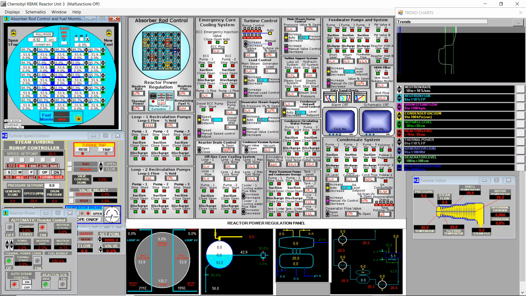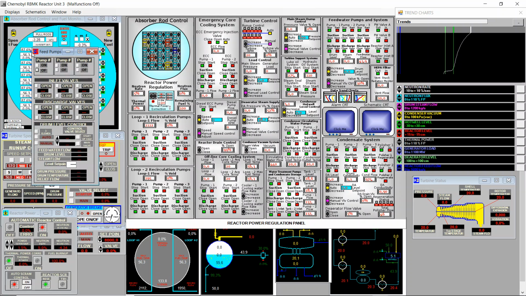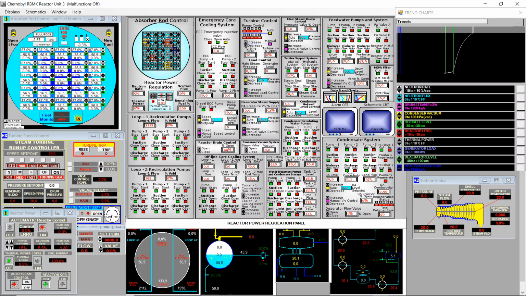I will decrease the power set point to 1.5 to engage the automatic control earlier. And am I forgetting something? There is the condenser vacuum system. Okay, yes, I need to switch on the condenser air ejector. It will light up later. And reactor drain control is fine. The deaerator is fine. Turbine is on turning gear. Feed water pumps and system, yes, one of the three pumps is on. And loop 1 and loop 2 are recirculating water.